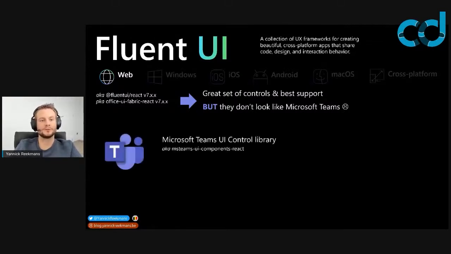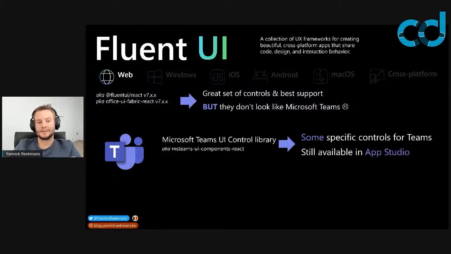First of all, the Microsoft Teams UI control library. If you look at the package on npm, you can find it with the name msteams-ui-components-react. And it has some specific controls for Teams. And it's the first UI control library Microsoft released, or the Teams product group released, for building your own applications for Teams. Now, this UI control library is still available in App Studio.